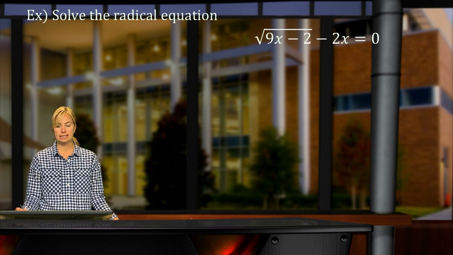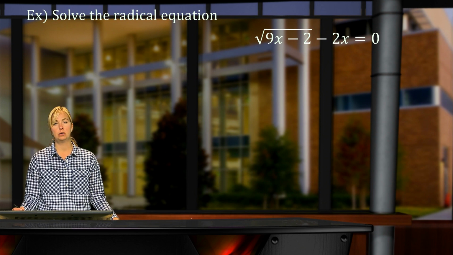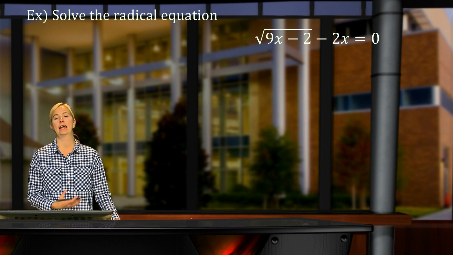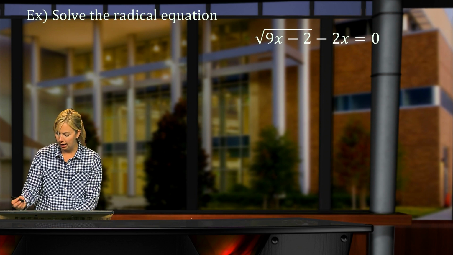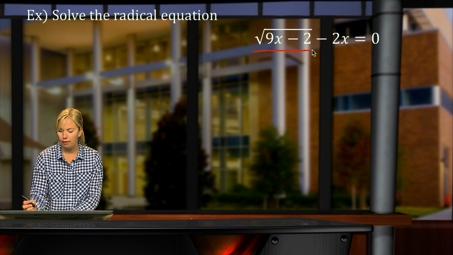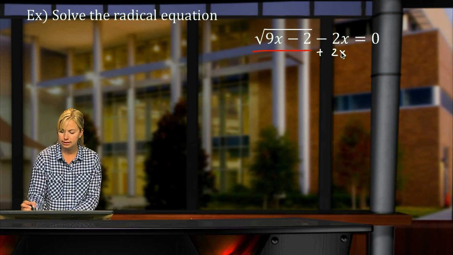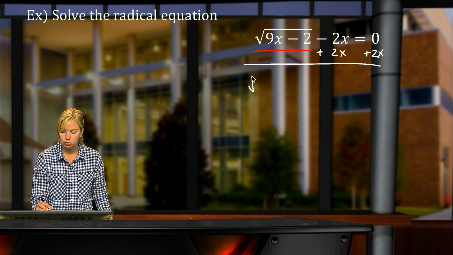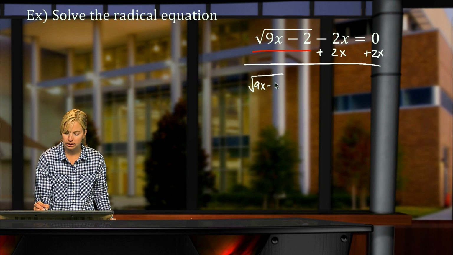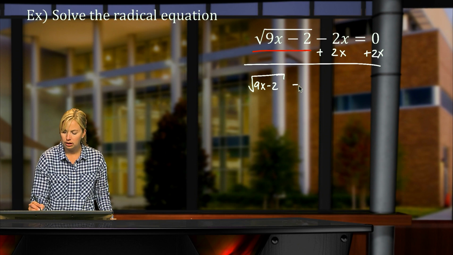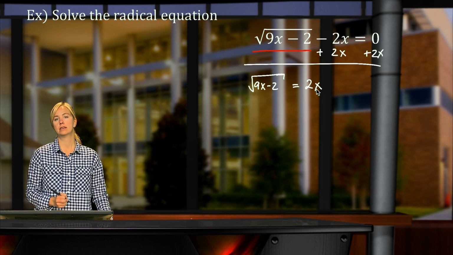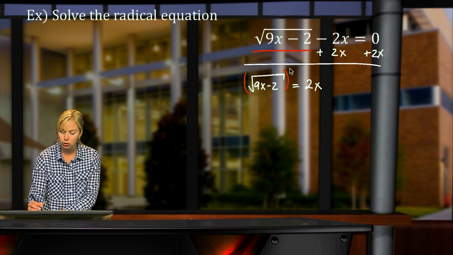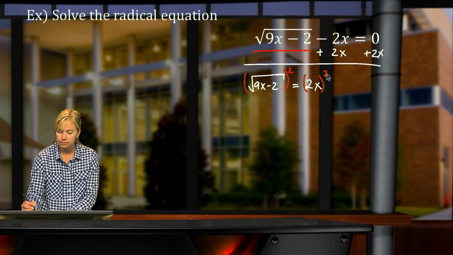The square root of 9x minus 2, minus 2x, equals 0. In this problem, we have to do that first step by isolating the radical. We want to get this piece all by itself. So to do that, I'm going to add 2x to both sides. And now we have the square root of 9x minus 2 equals 2x. To undo the radical, since again it is a square root, we're going to square both sides.